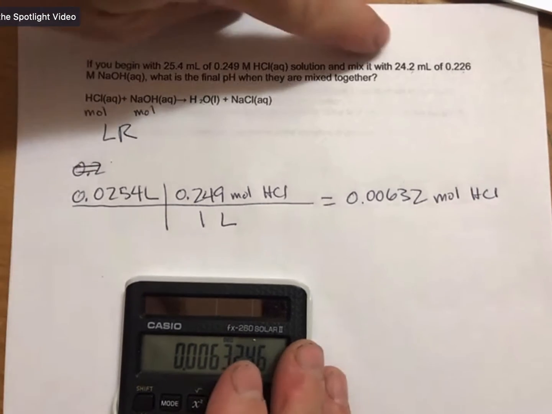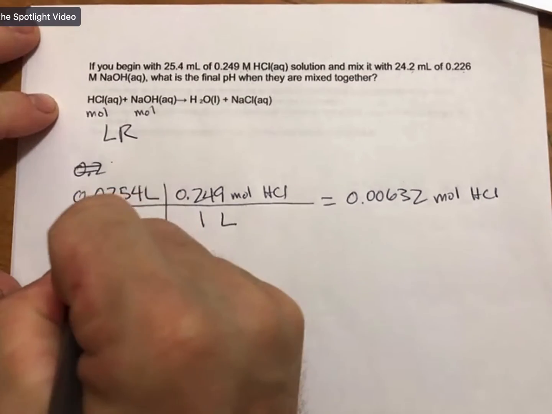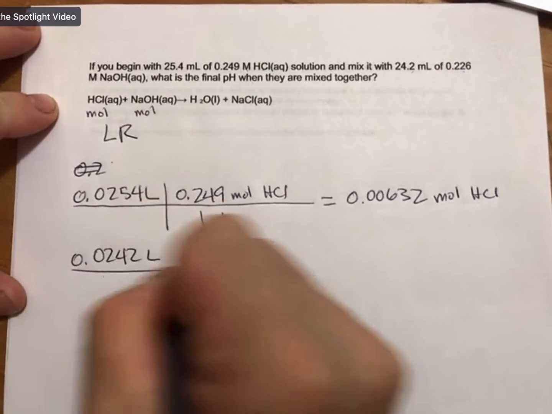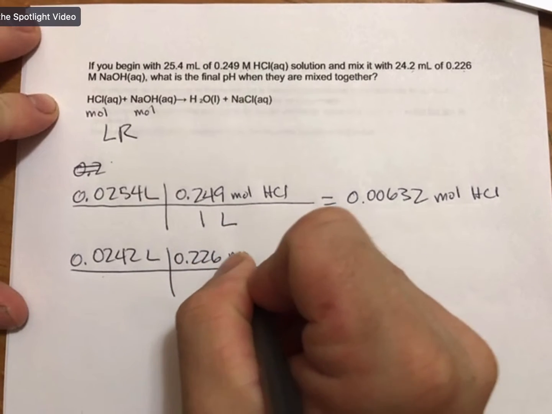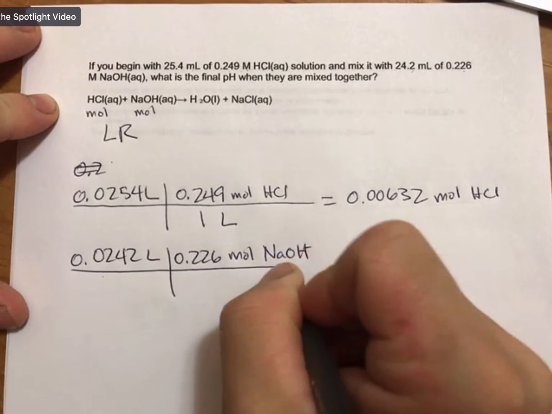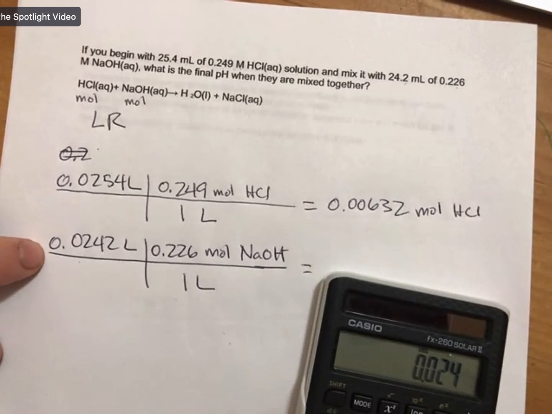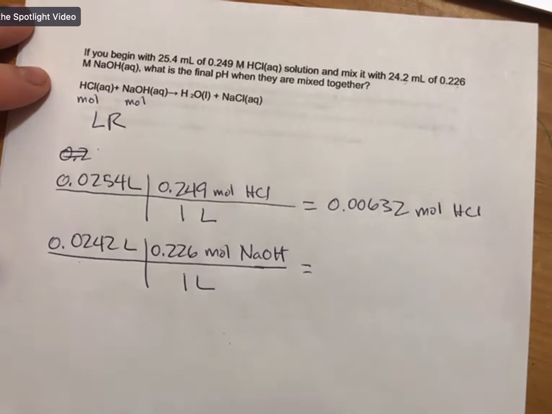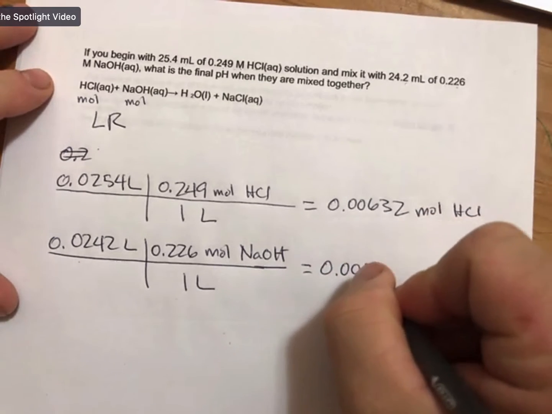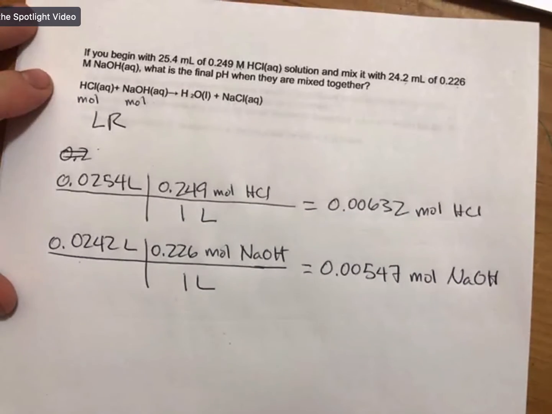I'm going to do the same thing for the sodium hydroxide. And when I do that, I get 0.00547 moles of sodium hydroxide.